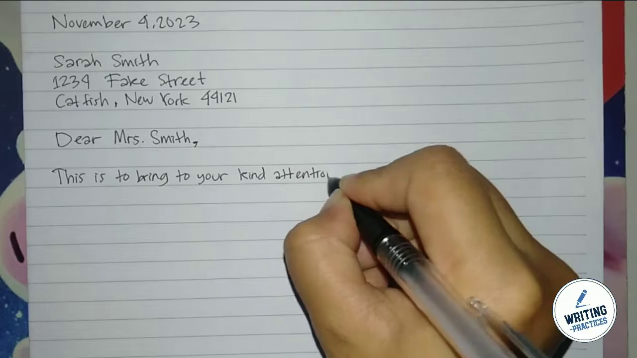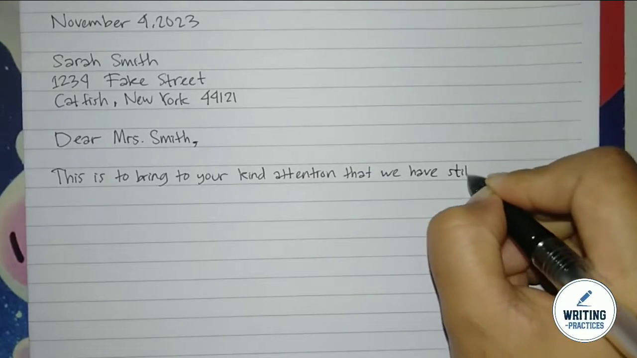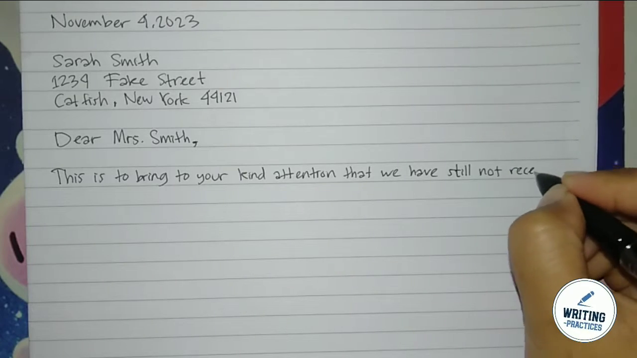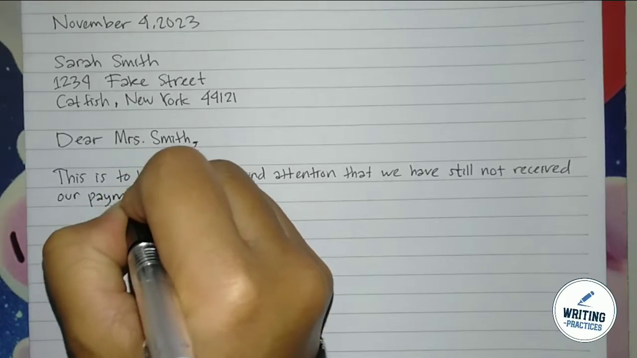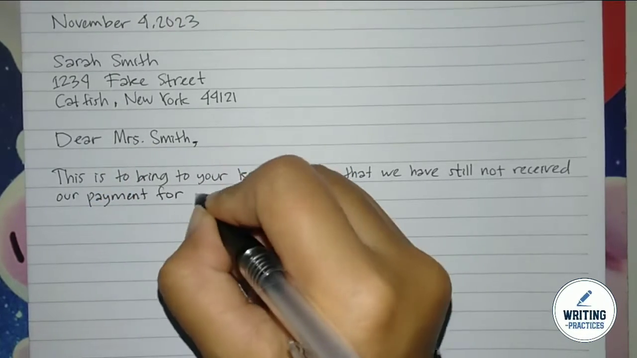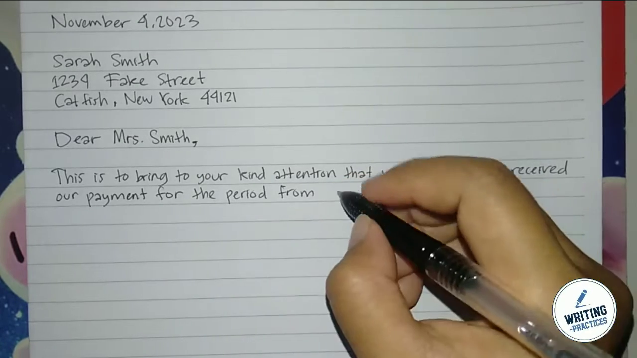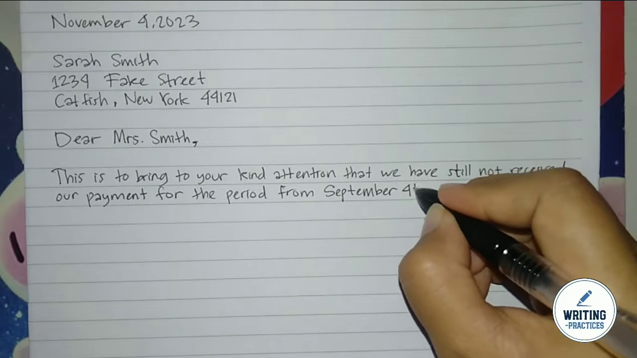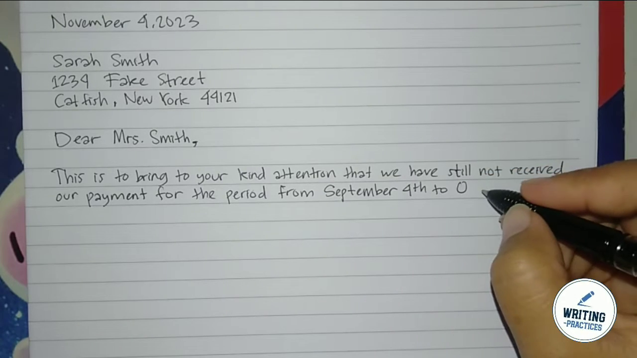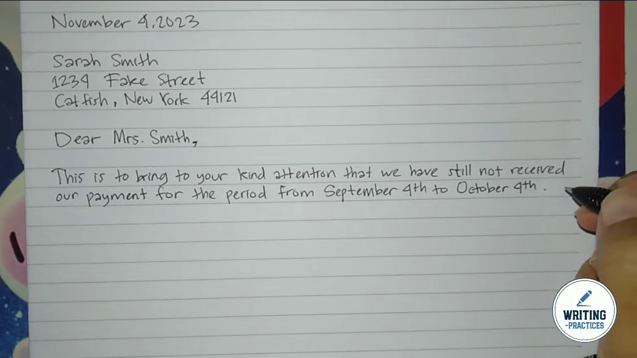If you don't know what to write, simply write this: "I am writing to bring to your kind attention that we have still not received our payment." And mention also what period or what months the recipient has not paid. In this example, the recipient has not paid for the period from September 4th to October 4th. Yes, you must state it clearly here.